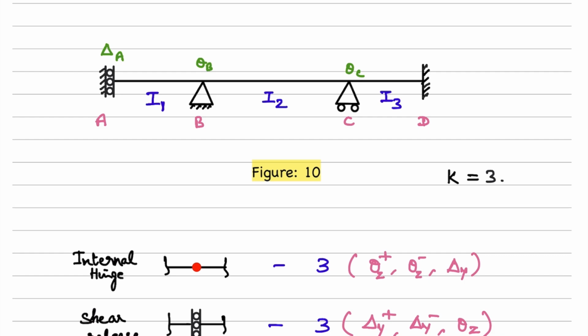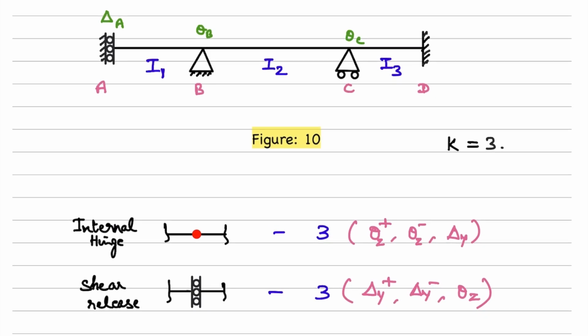So apart from those support conditions, the common idea one should have about these releases in the case of a beam is as follows. Whenever we have an internal hinge, at that internal hinge, we need to consider 3 degrees of freedom. Similarly, whenever we have a shear release at those locations, we need to take 3 degrees of freedom into consideration. Because at an internal hinge, what happens? These rotations will be double valued. However, this displacement is single valued. The converse happens whenever we come across a shear release. That is, the displacements will be double valued and the rotation will be single valued. So to account for these three in each case, we need to consider 3 degrees of freedom.